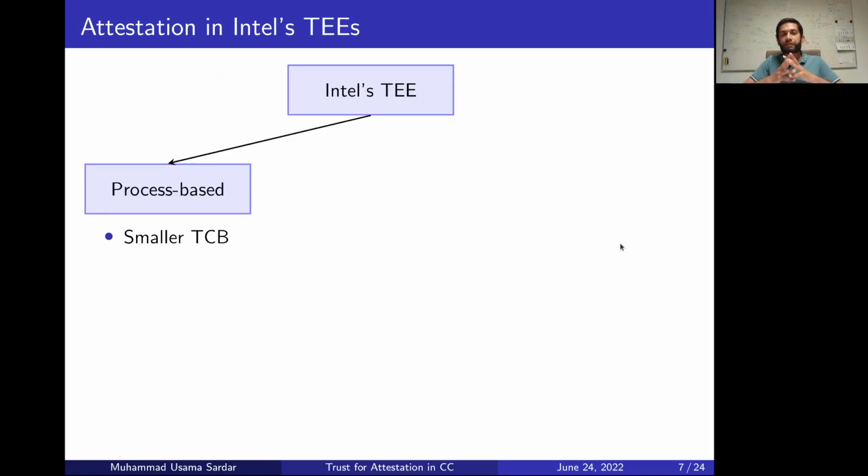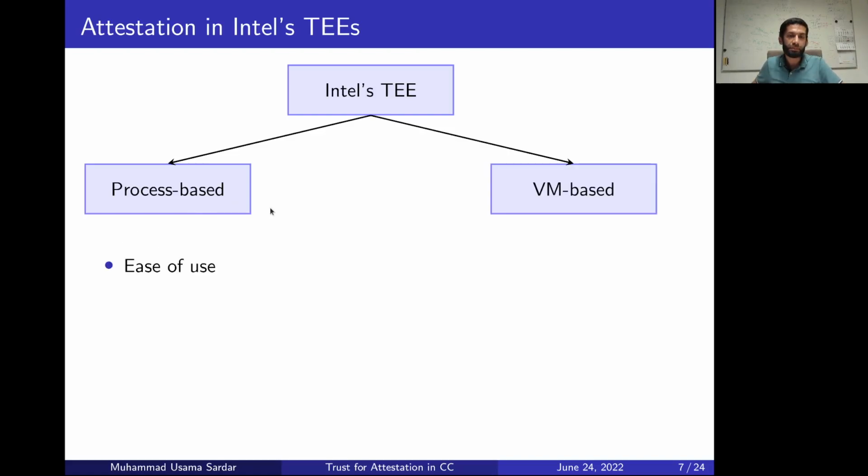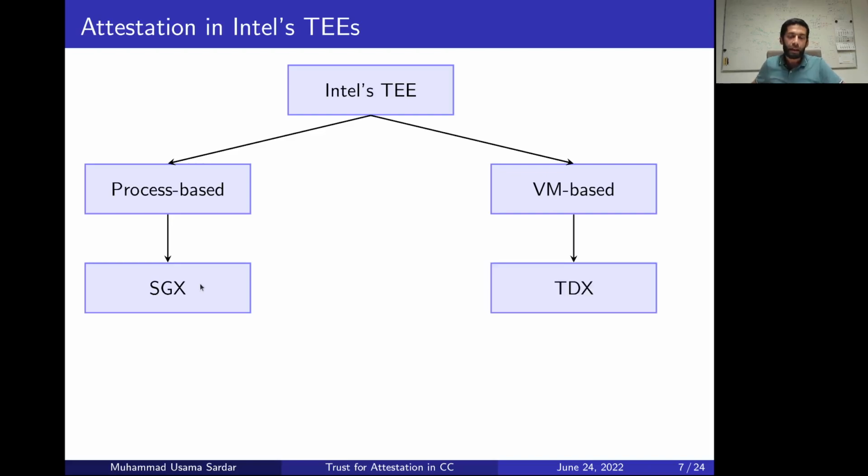So let's look at Intel's trusted execution environments. As I said, the focus of my research has been on Intel's trusted execution environments, and at a very high level, they can be thought of as two classes: one is process-based and the other is VM-based. Process-based has the advantage of a smaller TCB, whereas VM-based provides ease of use. In the process-based category, Intel has a solution called Software Guard Extensions since 2014. And in 2020, Intel announced the specifications for a VM-based solution called Trust Domain Extensions.